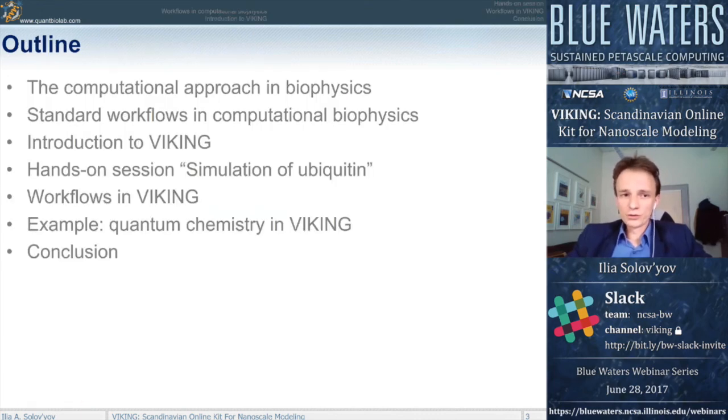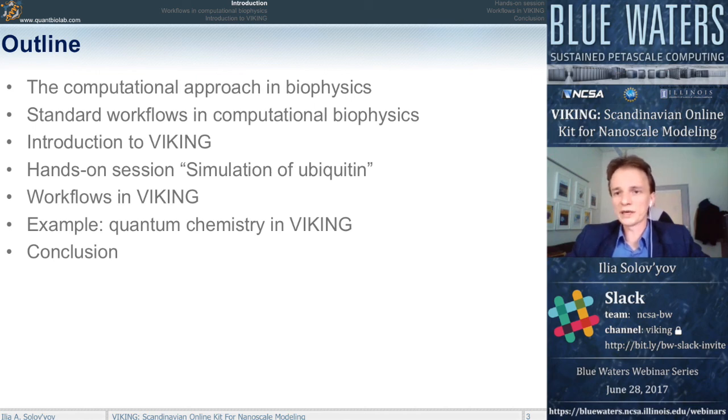The outline of my talk is as follows. I am personally a biophysicist, a computational biophysicist, and I will be presenting Viking, which I believe is a very useful tool to do computational biophysics research. I would start by introducing you to some general aspects of computational approaches in biophysics. And then I would like to continue by talking about workflows in computational biophysics specifically, which will lead me to introducing Viking, and I will explain what Viking can do, and why the development of Viking started in the first place.